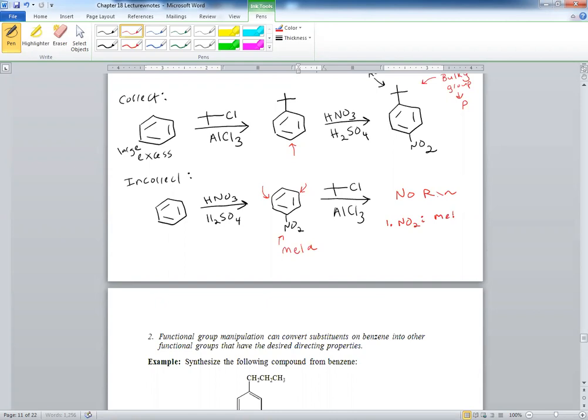I'll write them here. NO2 is meta-directing. And for two, the nitro group is a deactivated benzene ring. No Friedel-Crafts alkylation.